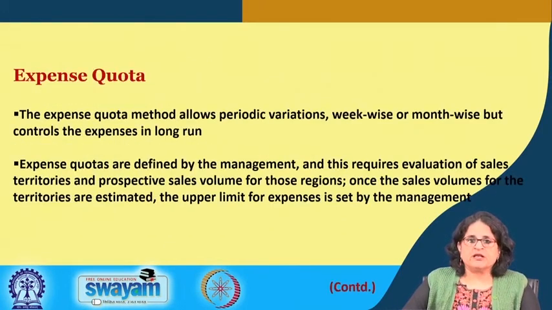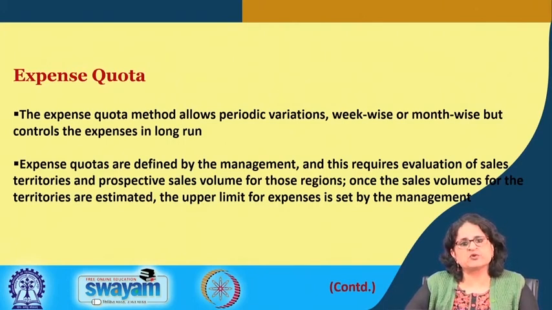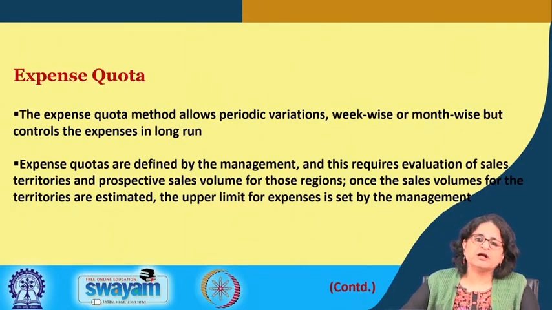Now, coming to the fourth method of reimbursement, which is the expense quota. Now, the expense quota method allows periodic variations in reimbursement allowances. It allows week to week or month wise variations, but controls the expenses in the long run. So, expense quotas are defined by the management, and this requires an evaluation of the sales territories and prospective sales volume in those territories. Once the sales volume for the territories are estimated, an upper cap or an upper limit for the expenses is set by the management, and accordingly control is exercised.